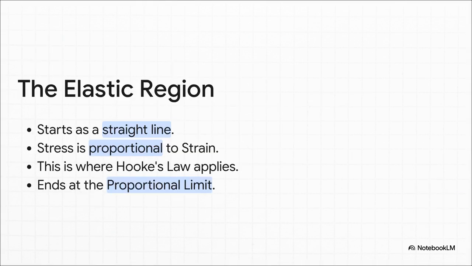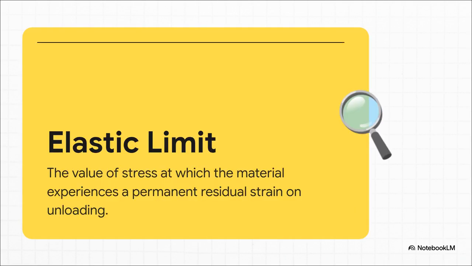So the story always starts the same way, with a straight line. When you first start pulling on a material, it behaves perfectly. The stress is directly proportional to the strain. Hey, that's just our old friend Hooke's law, but in our new universal language. And this perfect, predictable behavior continues up to a point we call the proportional limit. And right near that point is the most important landmark on the whole map, the elastic limit.